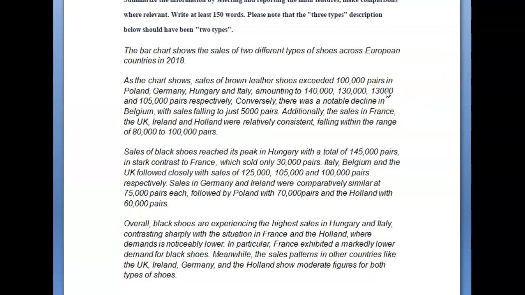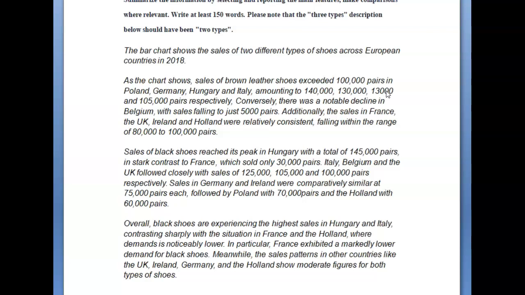Conversely, there was a noticeable decline in Belgium with sales falling to just 5,000 pairs. Additionally, the sales in France, the UK, Ireland, and Holland were relatively consistent, falling within the range of 80,000 to 100,000 pairs. Okay. The first thing that I want to mention is vocabulary.